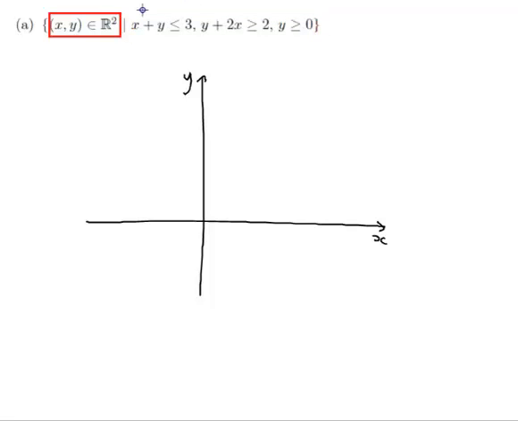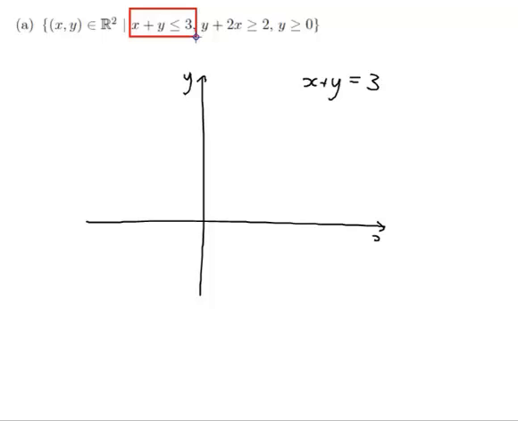So first, let's do this one. X plus y is less than or equal to 3. Well, if that was an equal sign instead, I'd know what to do because it would be a line. X plus y is equal to 3 would be a line. And all I need to draw a line is to find 2 points on it and join them up. And the easiest 2 points to find would be the x-intercept and the y-intercept, because all I need to do to find them is sub in 0 for x and y separately.